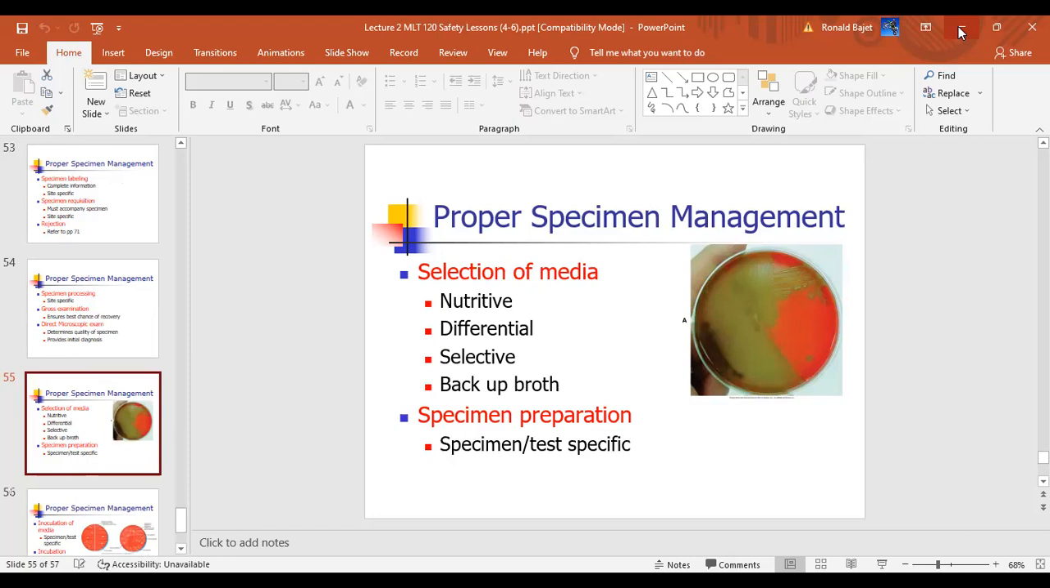And then selection of media: nutritive, differential, selective, and backup broth. For typical cultures, it's blood, chocolate, MacConkey, or blood, CNA, MacConkey, and then you have thioglycolate, the broth media. So those are your typical media when specimens are submitted for routine cultures. Specimen preparation is also test specific.